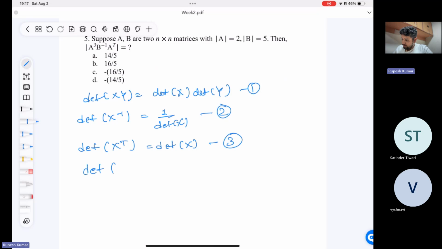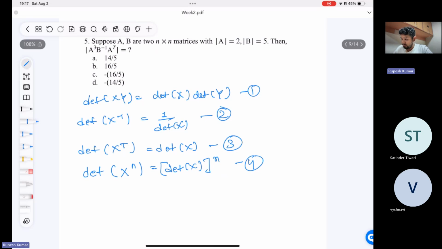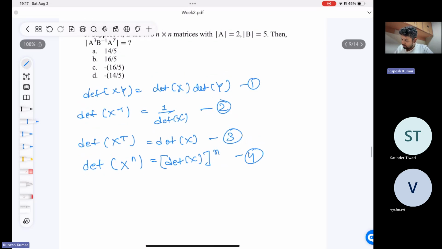And we need another property. Determinant of x raised to power n equals determinant of x, raised to the power of n. This is property 4, right? These are the four properties that will be useful and you can solve this problem. So let me quickly give the answer to this. The answer would be, let's start with the last part.